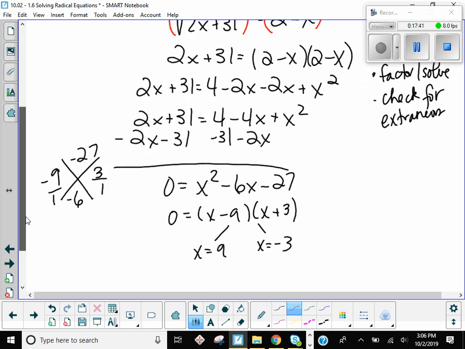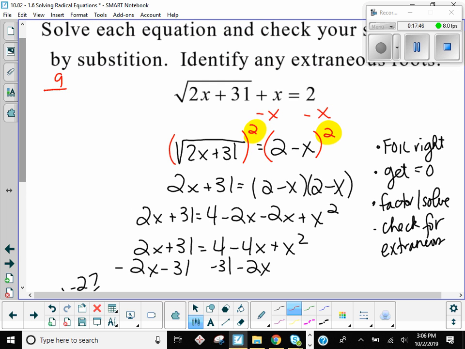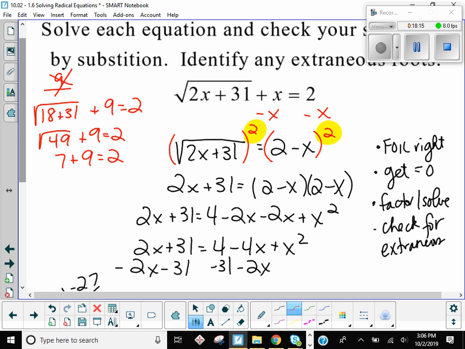So checking 9 first. Remember, you go back to the original problem. So I'm going to check 9 by plugging it in for the x's. So here in the first one, that will give me the square root of 18 plus 31, and then plus 9 equals 2. Under the radical, that's 49, and then that's 7. And that's not checking out. So 9 is extraneous.